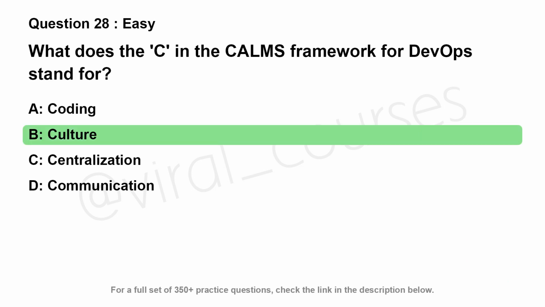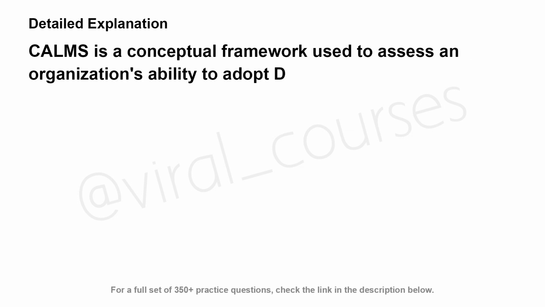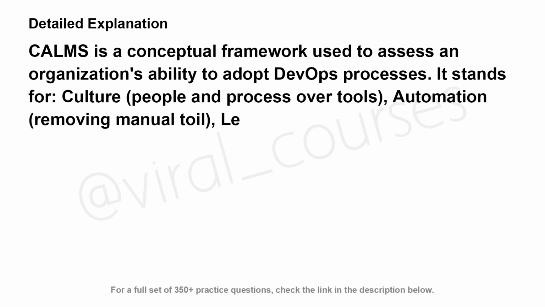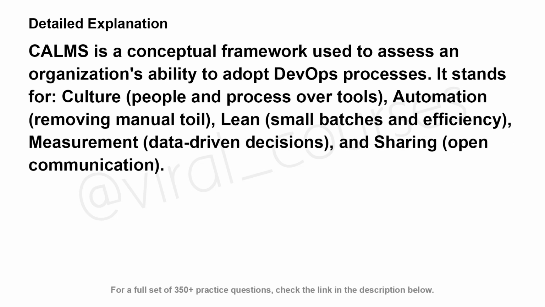The correct answer is B. CALMS is a conceptual framework used to assess an organization's ability to adopt DevOps processes. It stands for culture, people and process over tools; automation, removing manual toil; lean, small batches and efficiency; measurement, data-driven decisions; and sharing, open communication.